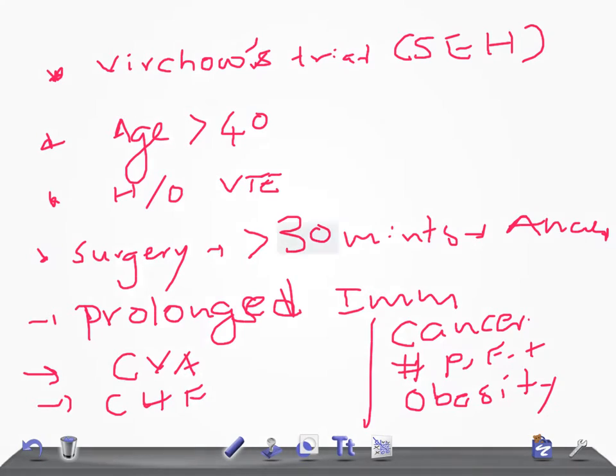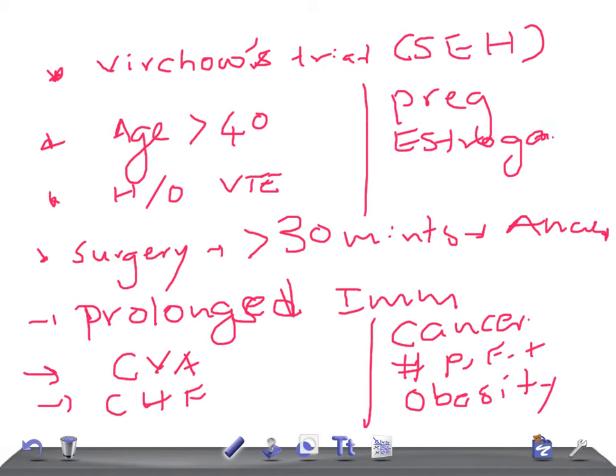Let me write over here. Then we have pregnancy. Check whether she is pregnant or not. Pregnancy is a risk factor for that, or recent delivery. Estrogen, and we have IBD, inflammatory bowel disease, genetic or acquired thrombophilic states, and air travel. So these are the risk factors for venous thromboembolism.